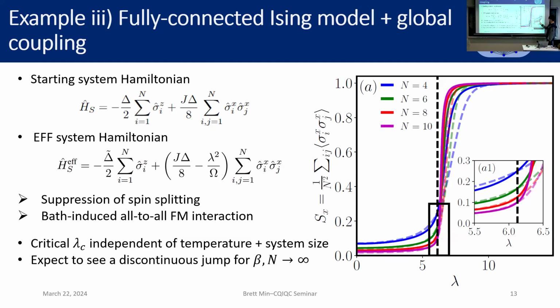And what we see is that all of them cross at the same point. So the intersection between the higher temperature and low temperature, for all lengths, is at the same point, and this indicates a genuine phase transition from antiferromagnet to ferromagnet.